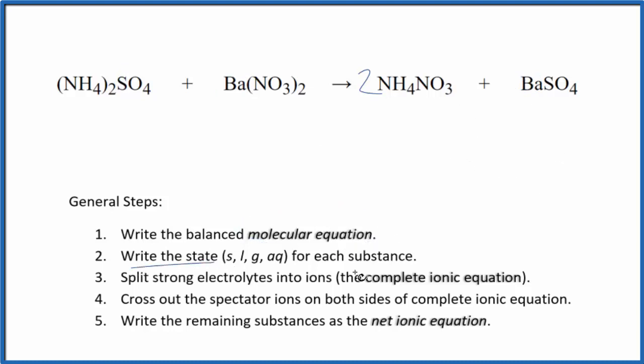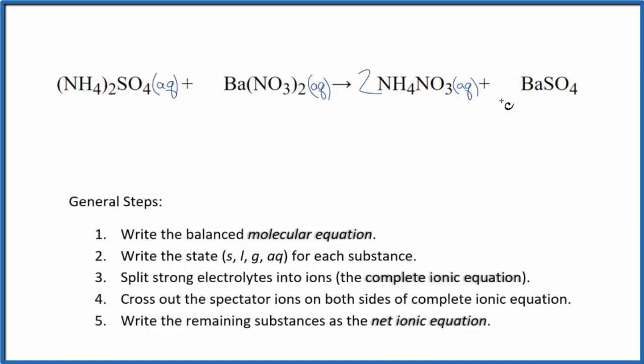Now we can write the state for each substance. If you know your solubility rules, ammonium compounds are very soluble. So we'll put an aq, that's going to dissolve, dissociate, split apart into its ions. Nitrates are very soluble as well. We have ammonium nitrate. And then barium sulfate.